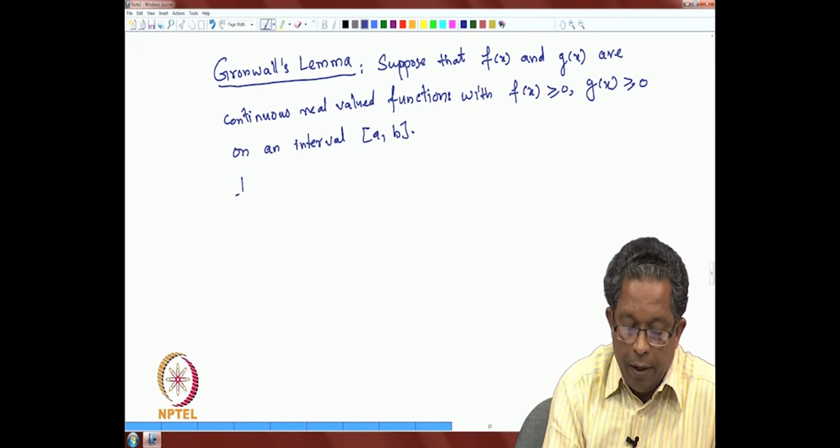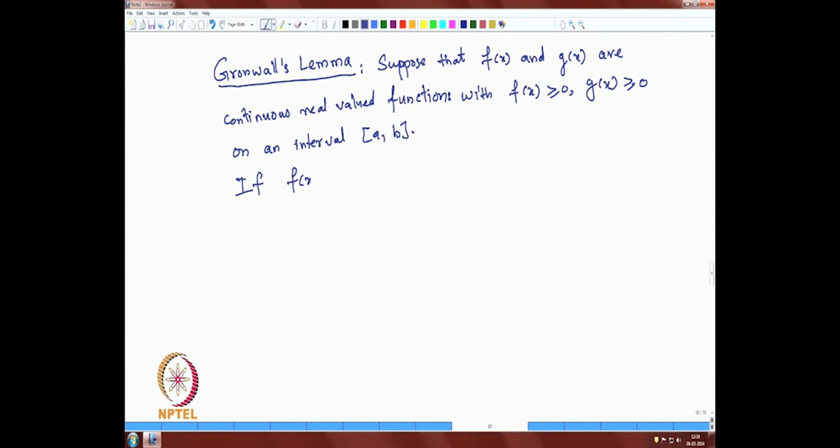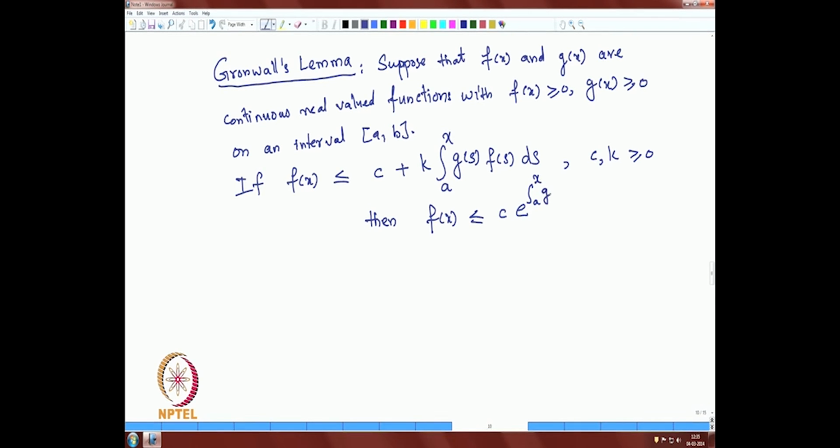then if we have an inequality, that is f(x) is less than or equal to some constant c plus k times the integral from a to x of g(s) f(s) ds, where c and k are non-negative constants, then the conclusion is f of x is less than or equal to c times the exponential of the integral from a to x of g(s) ds.